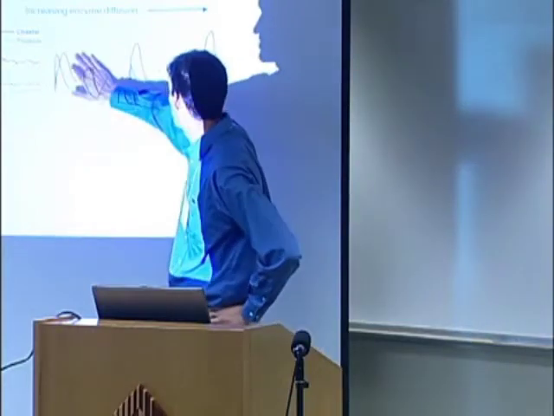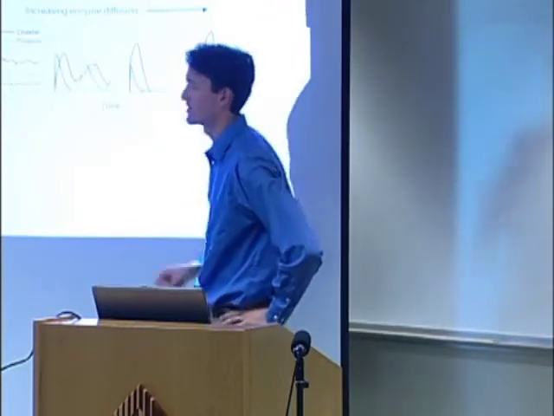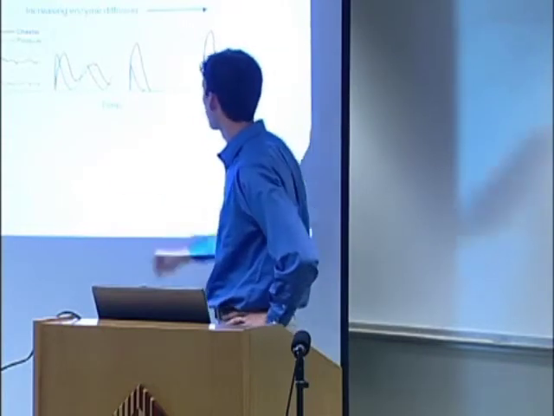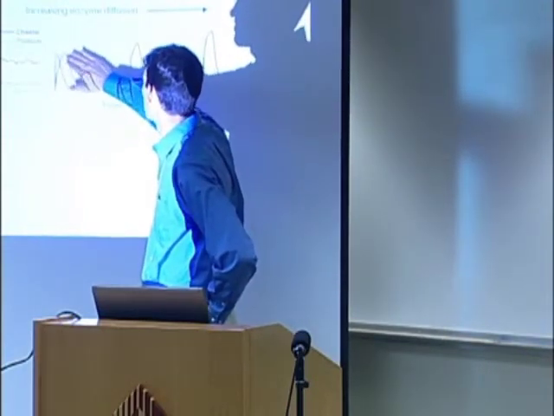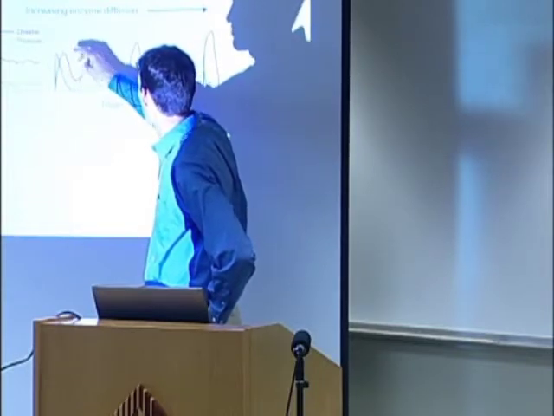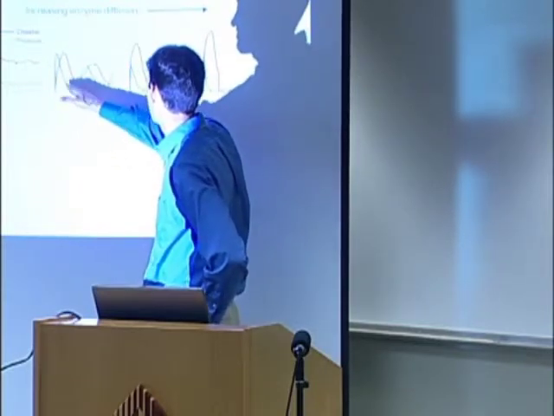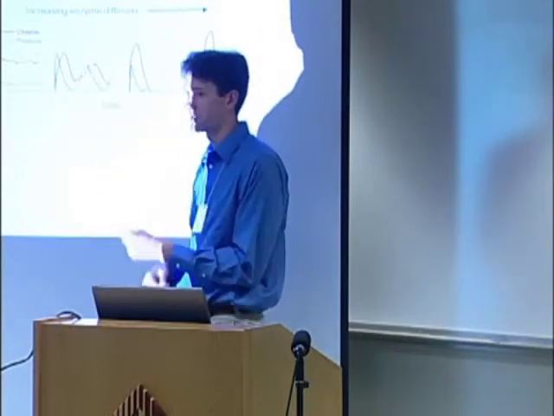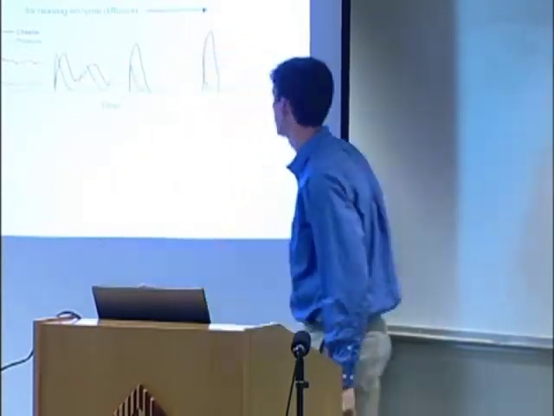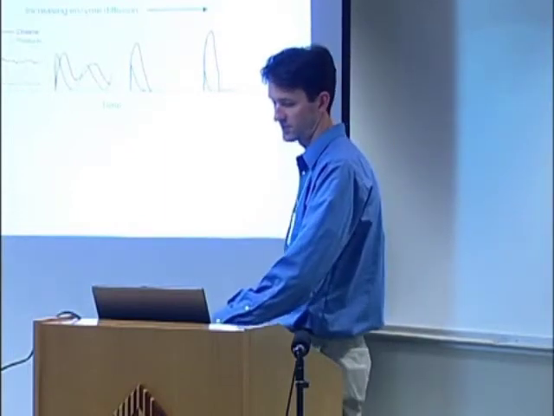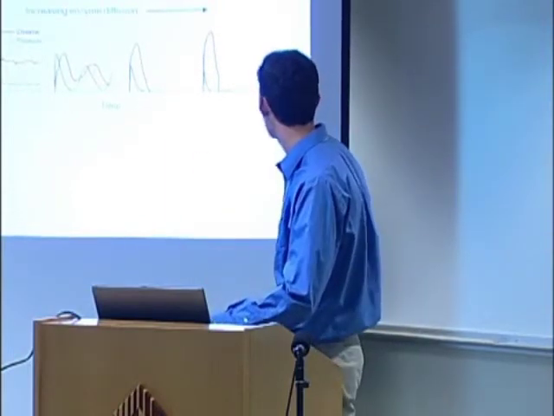But what we see is some interesting oscillations occurring at these intermediate diffusion rates. We get an initial increase in producer populations, followed by an increase in cheater populations. But before the entire system can collapse, the cheaters have declined enough that the producers can then recover and start to grow again. So we get this oscillation that occurs over time. And I'll show you on the grid in a second how that happens.